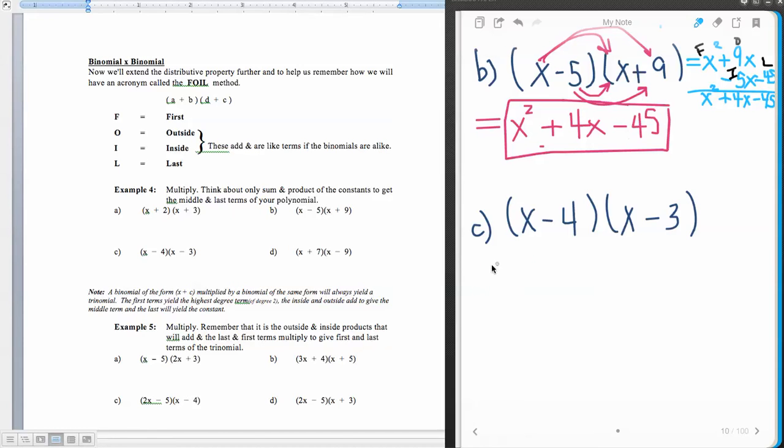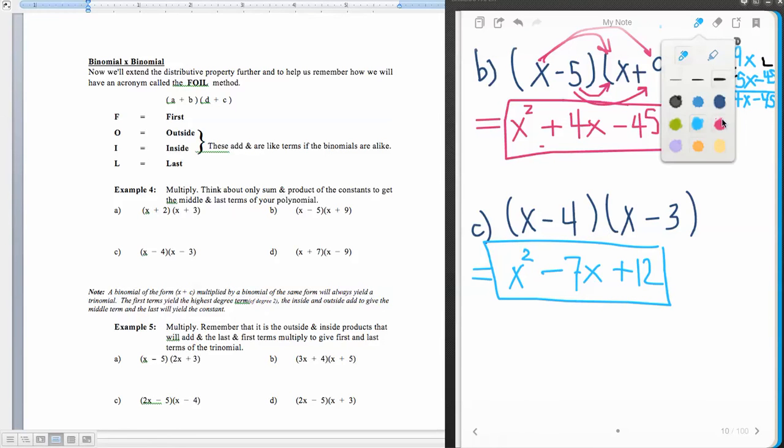So let's try the shortcut version again here. We see we have just an x term, constant terms, constant terms. So I know my first term is going to be an x squared term. My middle term is going to be a negative 4 plus a negative 3, which is a negative 7, and those are x's. And then my last one, a negative times a negative, which gives me a positive, and 4 times 3, which is 12. And let's go ahead and FOIL that out one more time so that you can see that.